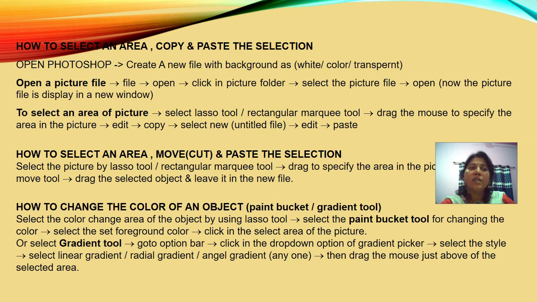For your gradient tool, again the same option, go to the option bar, click on the drop down option of gradient picker, select the style, select linear gradient or radial gradient or angle gradient, different formats are there. Okay, anyone you can select. Then drag the mouse just above the selected area. Okay.